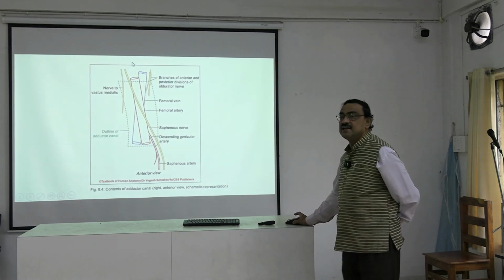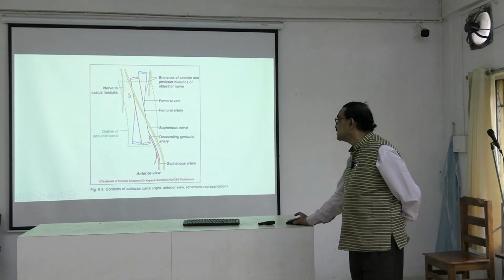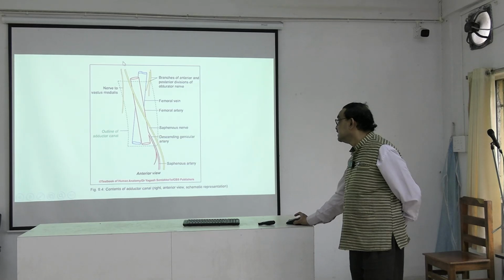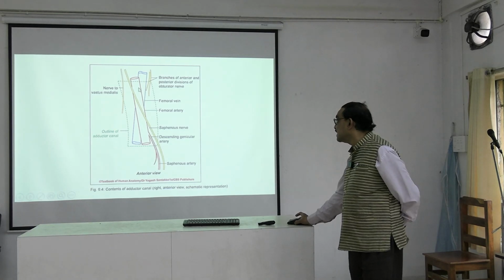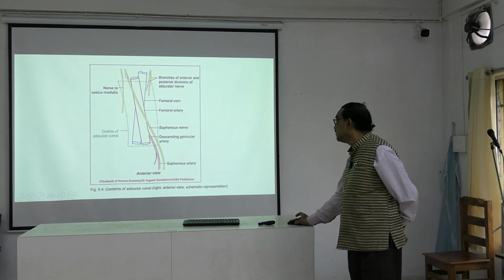This picture will clear your idea. So, this nerve, here we are getting the vastus medialis, and this is the nerve to vastus medialis, and this is the saphenous nerve, which remains lateral and which crosses this artery at the apex of the femoral triangle, and it becomes medial to it, okay. And this is the longest cutaneous nerve, that is the saphenous nerve, which first remains lateral.